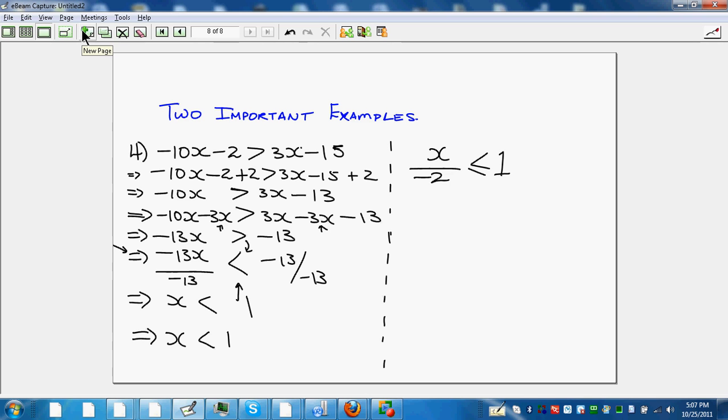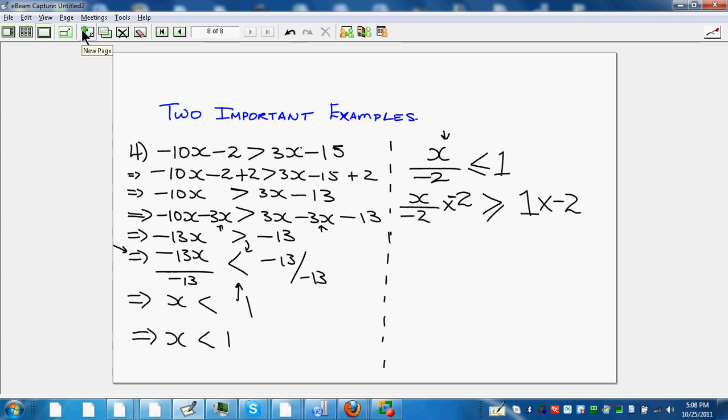Okay, so another example of a situation where we would have to reverse the sign is in this case here, where we observe that x is being divided by minus 2. So in order to solve for x, we'd have to multiply both sides by minus 2. And the rule says that whenever we have to multiply or divide both sides of the inequation by a negative number, we have to switch the sign. So in this case, because we have to multiply both sides by minus 2, we'd have to switch the sign.